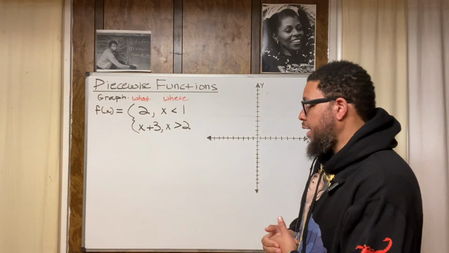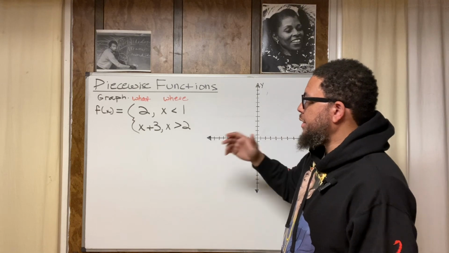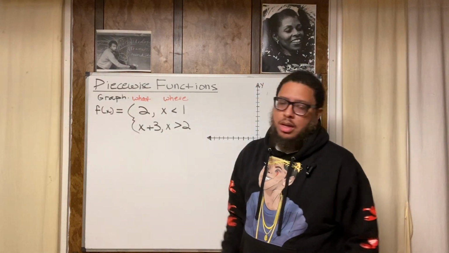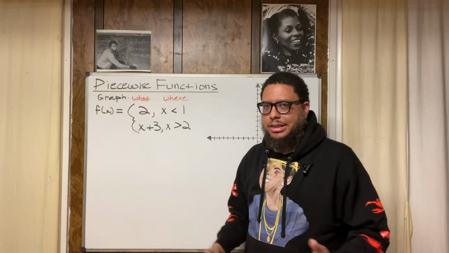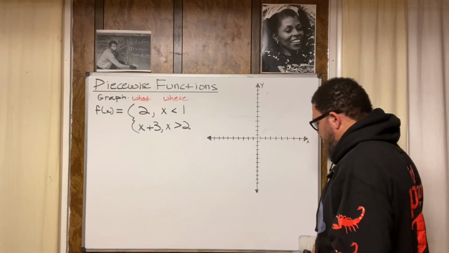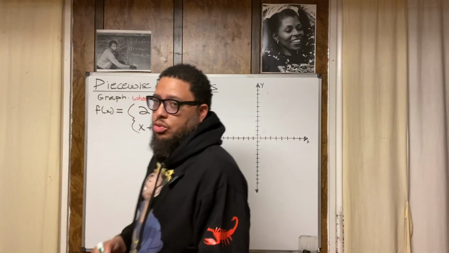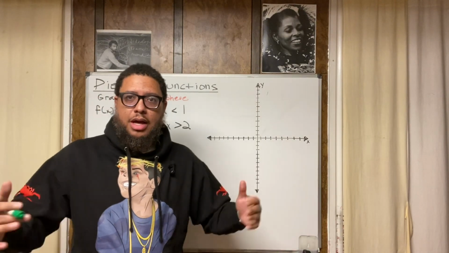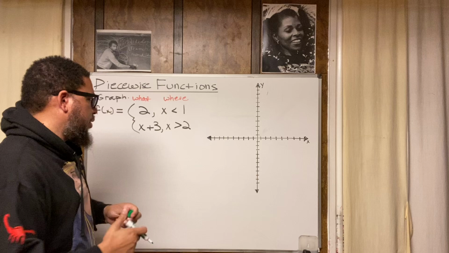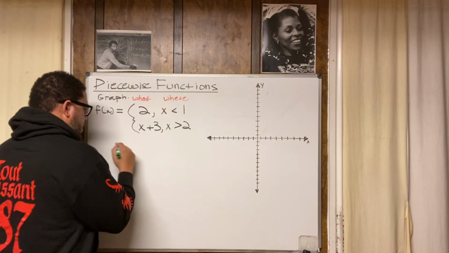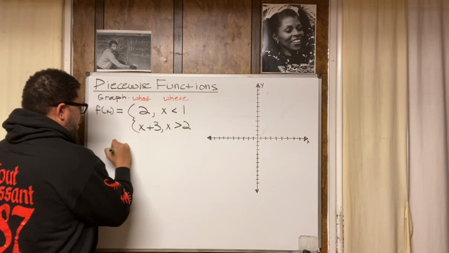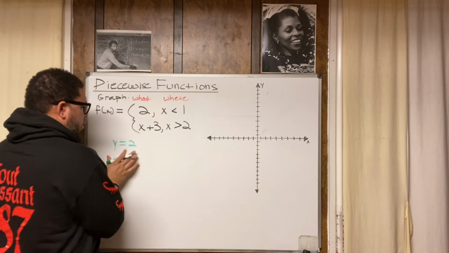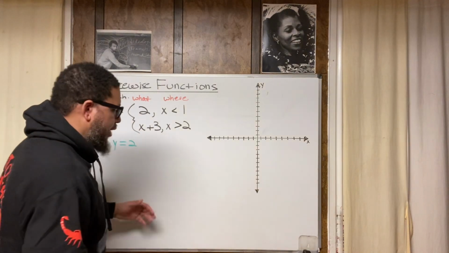So now, let's say I wanted to graph this first function, f of x is equal to 2. I don't really like function notation unless I gotta use it. So also you need to understand that f of x and the variable y mean the same thing. f of x and the variable y mean the same thing. So we got y is equal to 2, right? So let's graph this, y is equal to 2.